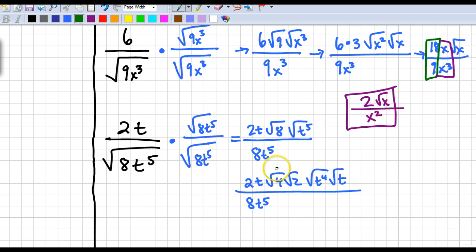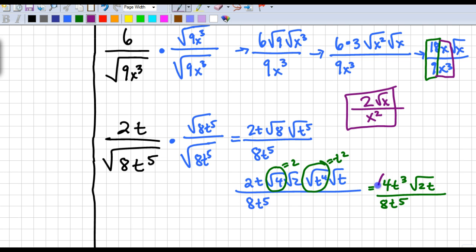And so what happens here is I get a 2 for this, and for this one I'm going to end up with a t squared. So now let's see what I get on the top. I've got this 2 here times this 2 there makes a 4. I've got a t here times t squared there, that's going to be t to the 3rd. Under the radical I still have a 2 and a t. And then on the bottom I've still got my 8t to the 5th.